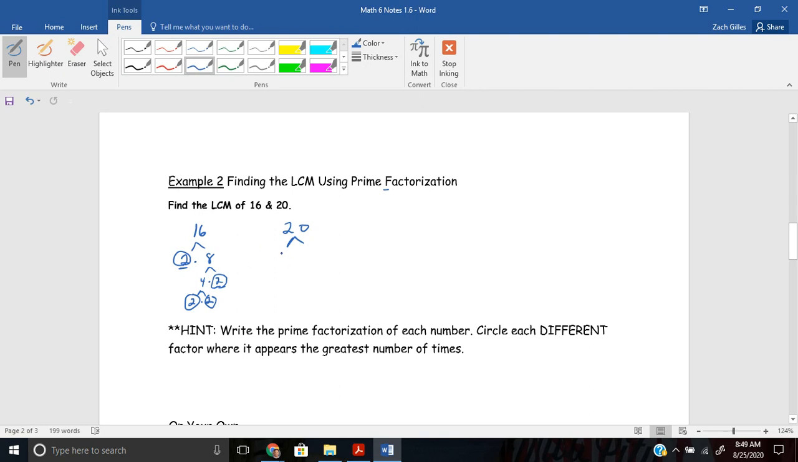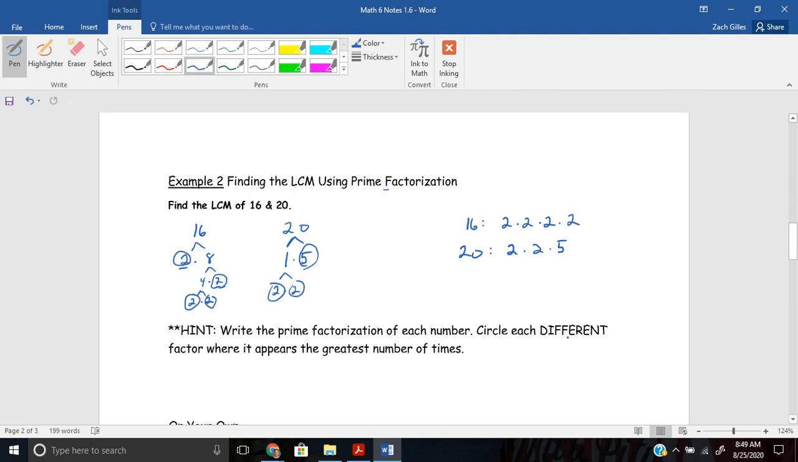For 20, I could do 4 times 5. 5 is prime, so I'll circle it. And I could break down 4 into 2 times 2. Okay. So now I have my prime factorizations. For my hint, it says write the prime factorizations of each number. Okay, so for 16, it was 2 times 2 times 2 times 2. And for 20, it was 2 times 2 times 5. All right, so I've done that.